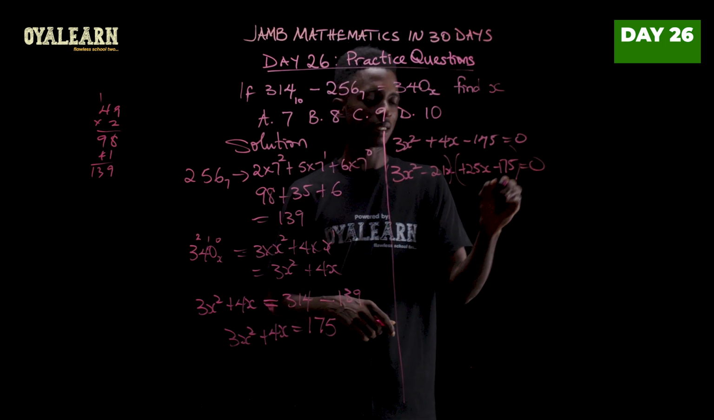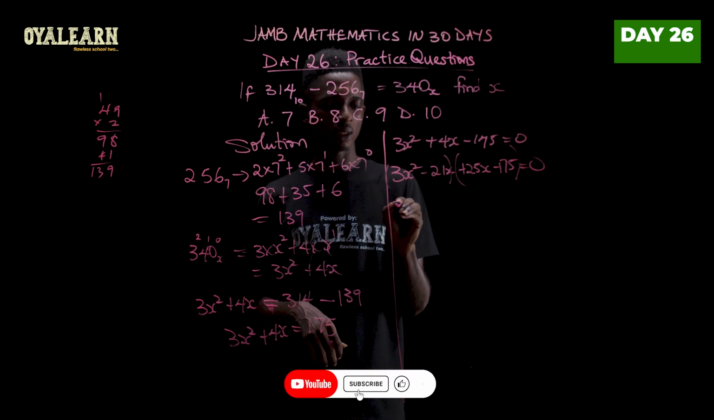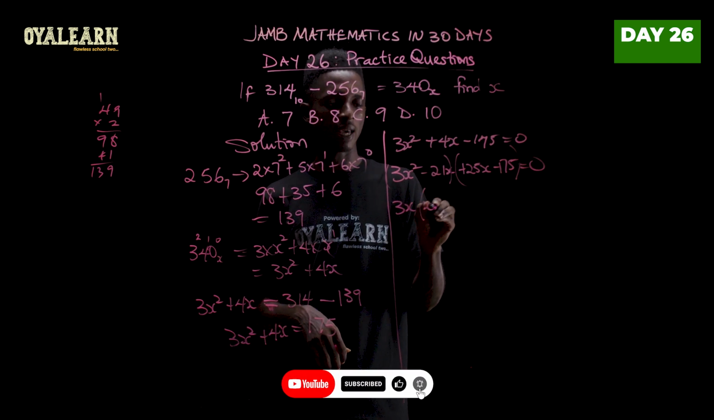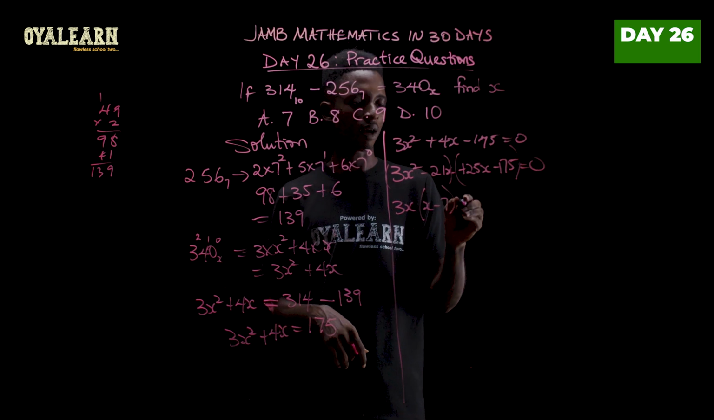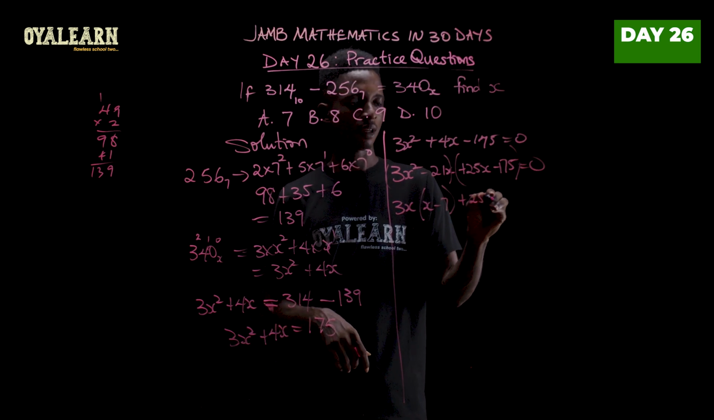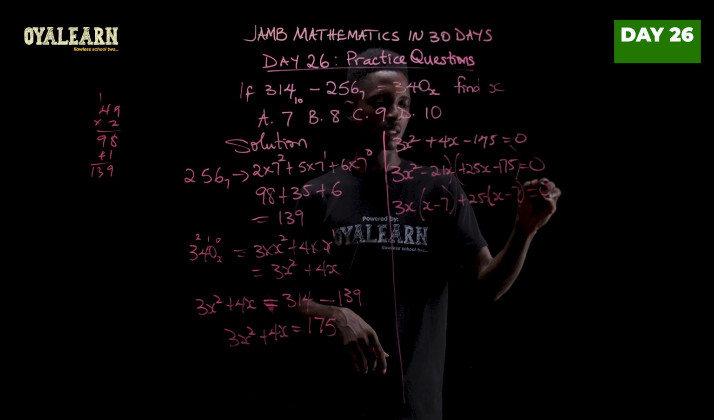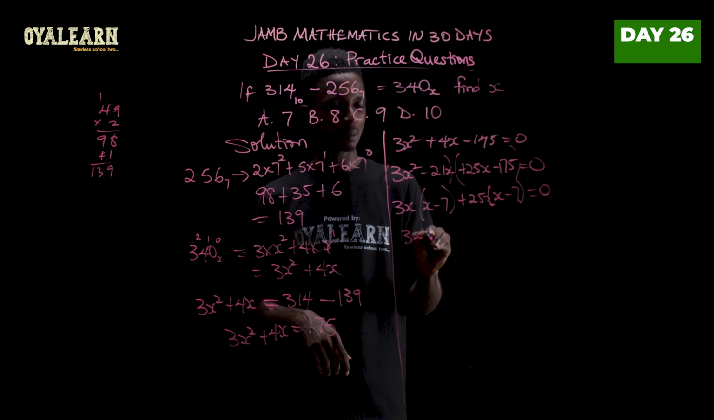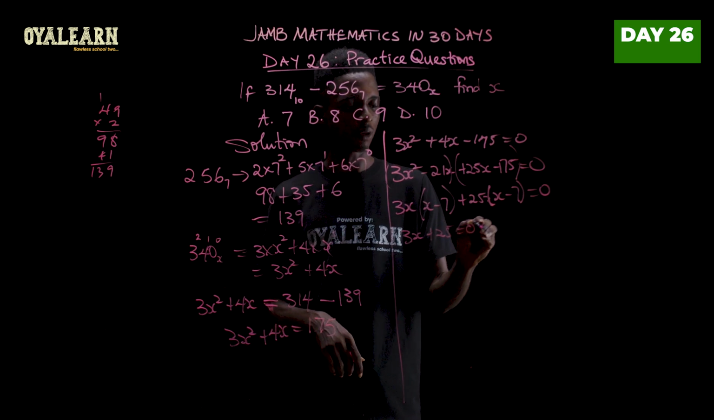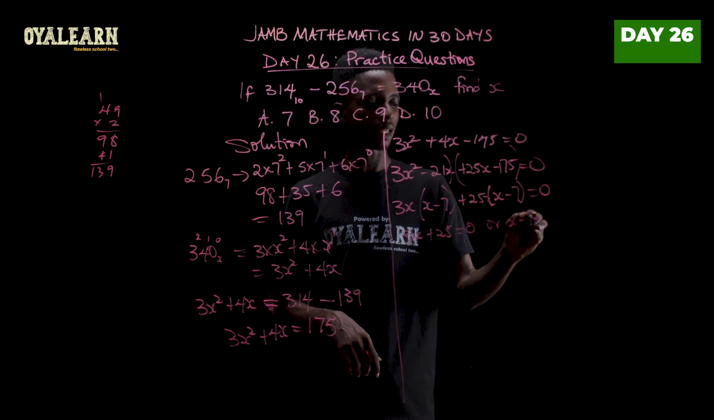So when we group like this, what these two have in common is 3x, leaving you with x minus 7, and what these two have in common is plus 25. So that will leave us with x minus 7 as well equals 0. So that is 3x plus 25 equals 0, or x minus 7 equals 0.